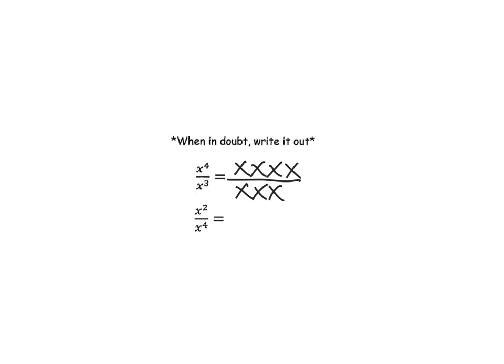Okay, so cross out the x's, because an x over an x makes a 1. So those are gone, those are gone, those are gone. And what are you left with? 1, just an x. All right, now let's talk about the bottom one, x squared over x to the fourth.